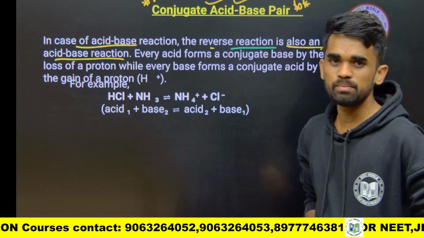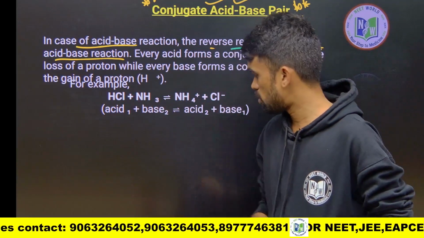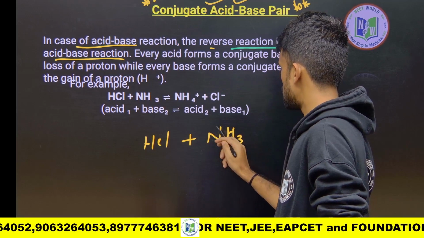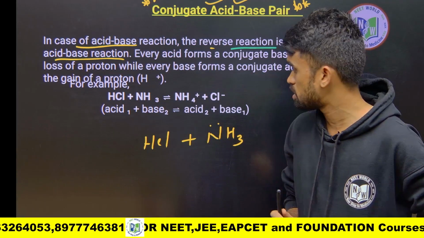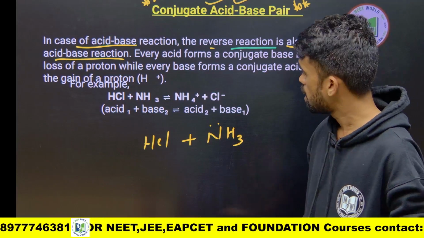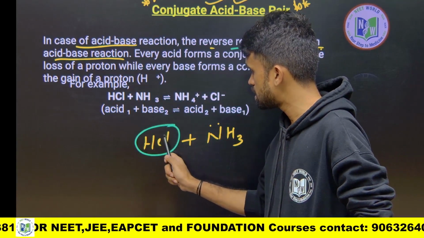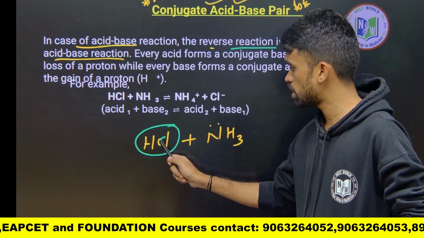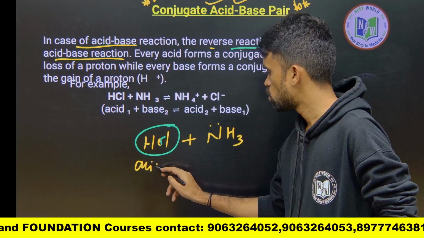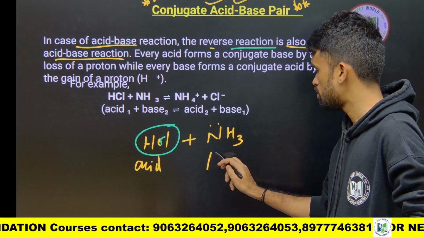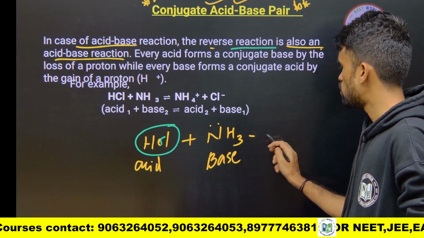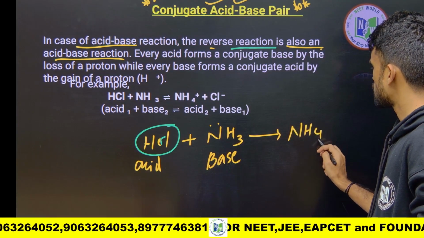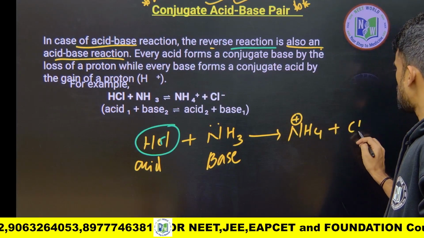For example, just now we have discussed HCl is an acid and ammonia. According to the Bronsted-Lowry acid base theory, what exactly is an acid? A proton donor is an acid. HCl will donate this H plus and ammonia will accept that H plus. Therefore, this is donating, so I am writing it as acid. And this is accepting, therefore I am writing it as base. Now what are the resultant species we got from here? We are getting NH4 plus and Cl minus.